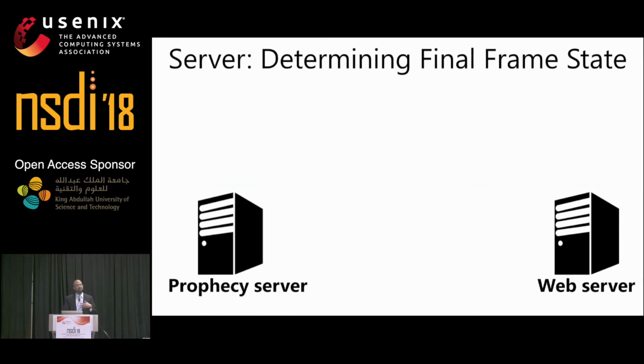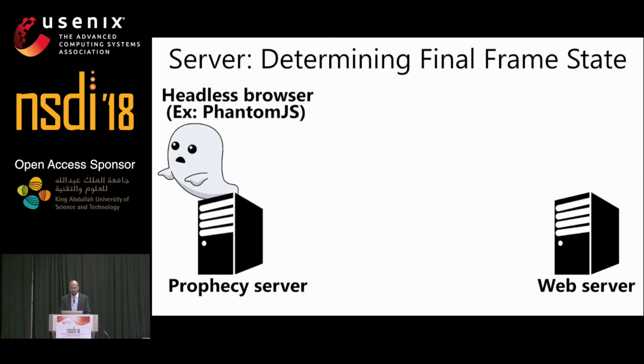So here we're going to look at the server side of Prophecy first. On the left we see the Prophecy server, and on the right side there's a web server which generates the content in a frame. Now in practice we can run the Prophecy server on the same machine as the content server, but I've separated them here to make it clear what Prophecy does. The Prophecy server is going to run a headless browser like Phantom.js. A headless browser is just a browser that doesn't have a visual display.